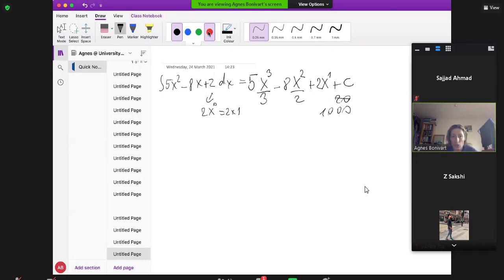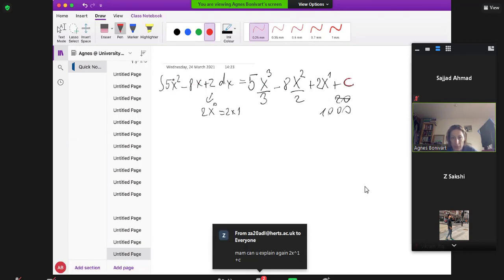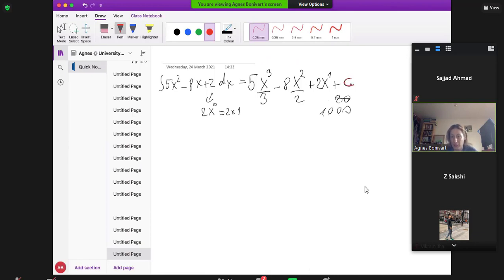Okay. So please don't forget to add a constant when we have the indefinite integration. Because if you have, for example, 3 terms, then you get 1 mark for each term in the exam. So 1 mark for this, and 1 mark for the constant. So if you don't write plus constant, then you lose a mark. So please don't forget.